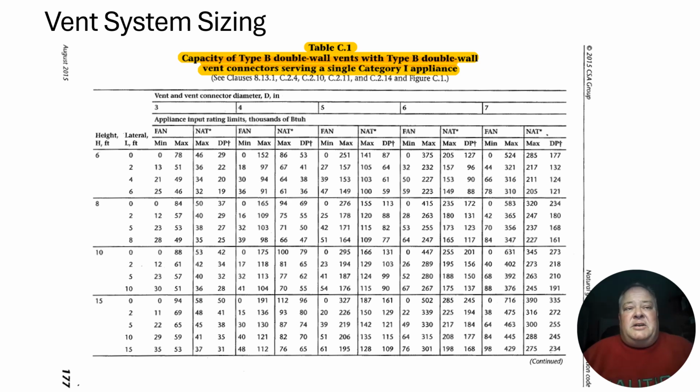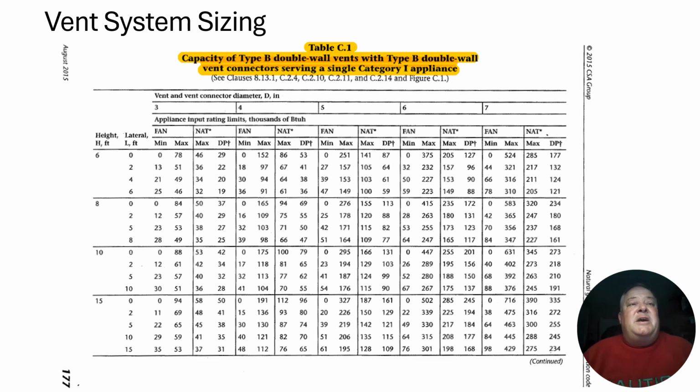The next thing that we need to know is what is the lateral? How far offset is the appliance from the main vertical channel that we have to vent these products of combustion to the outdoors? So the lateral is going to be, again, a measurement in feet. And you can see in this table, they have a 0-foot lateral. There's only a 0-foot lateral in table C1 and C2.